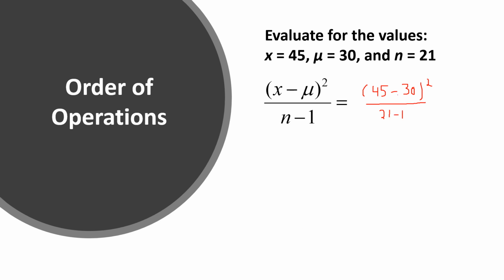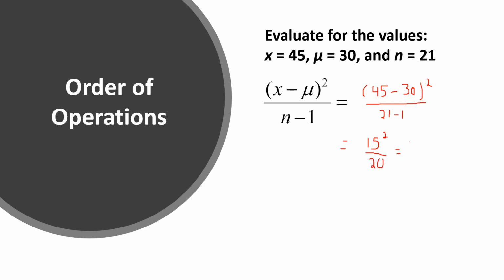Following the order of operations, we have to do parentheses first. So we want to take 45 minus 30. Then we want to square it to get the numerator. And then we want to divide that by 21 minus 1. 45 minus 30 is 15. We want to square that and then divide that by 21 minus 1, which is 20.